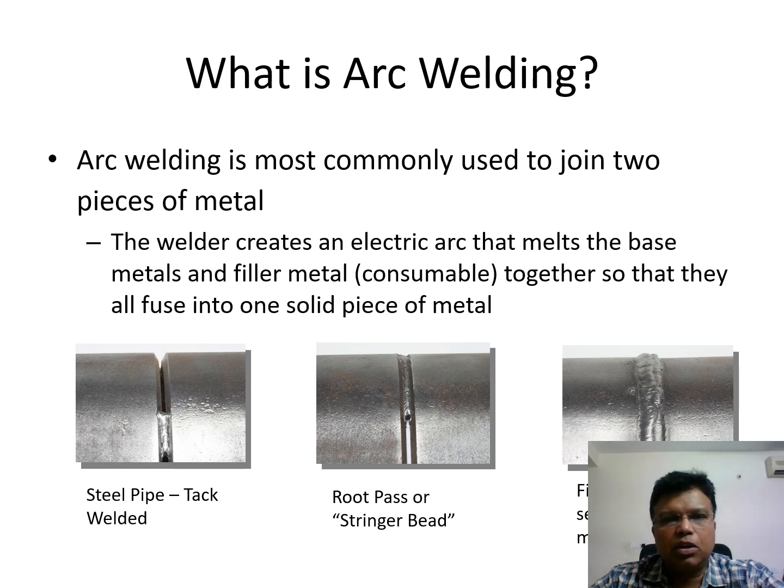So in the bottom figure we can see 3 figures. We can see the different types of arc welding, where the first one is tack welding, the second one is stringer bead welding, and the third one is normal full arc welding.